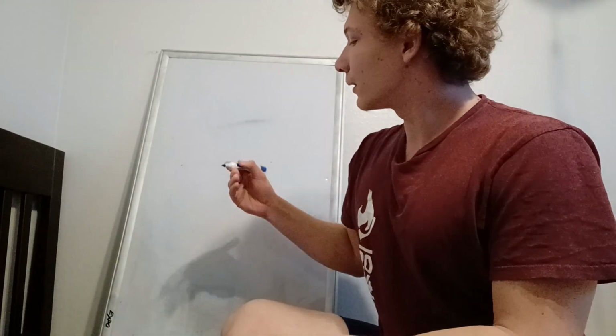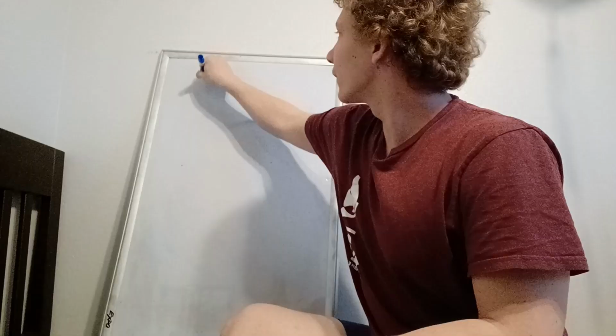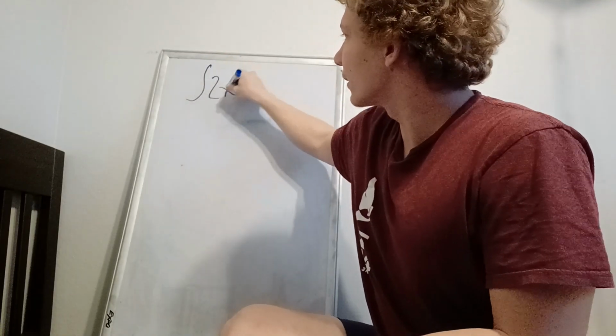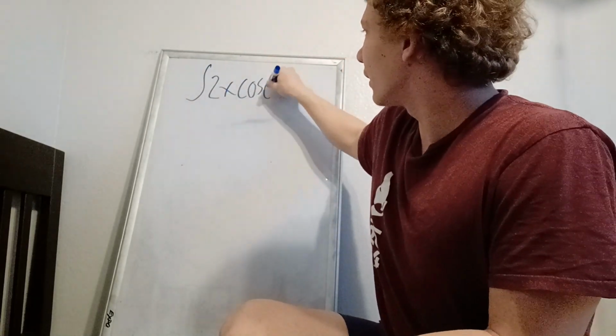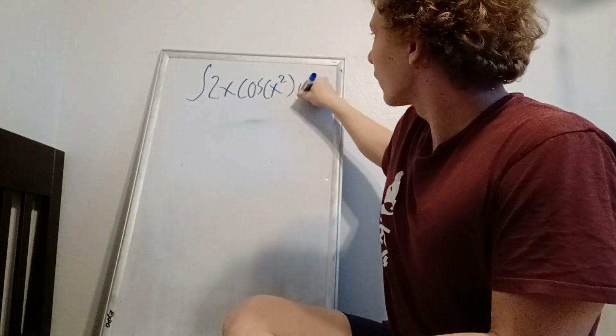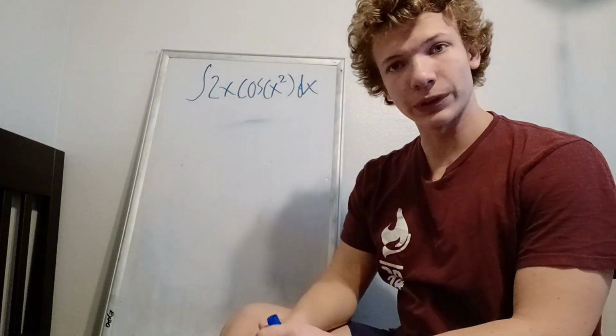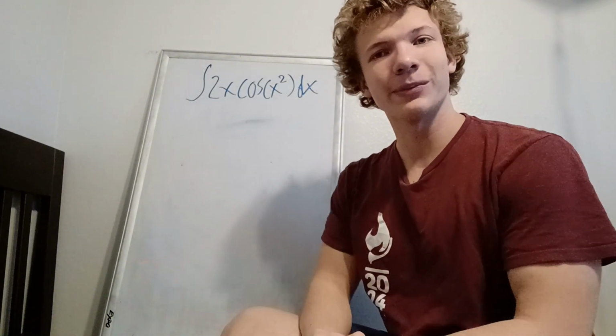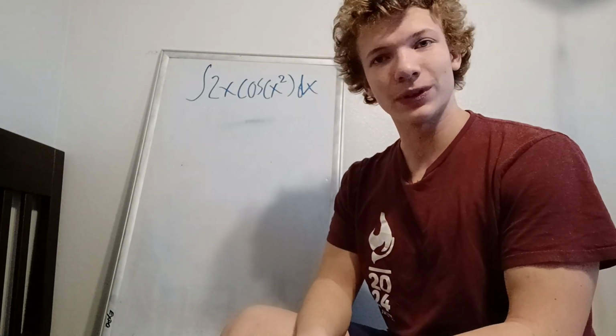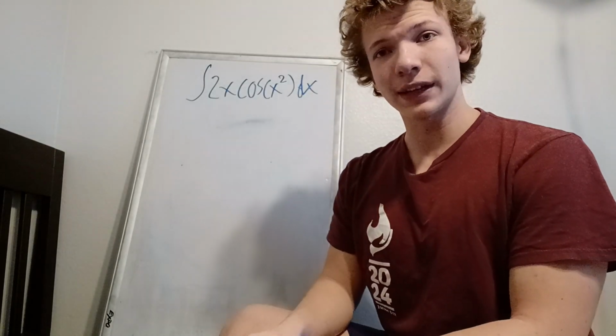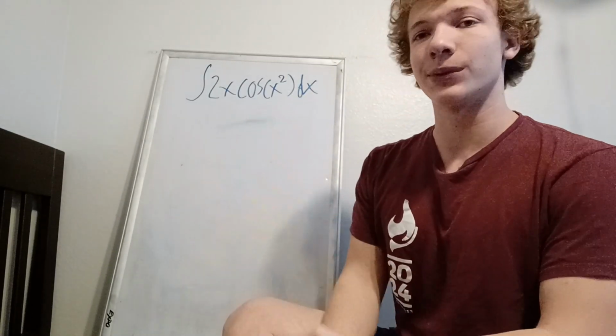The first integral on the list is going to be the indefinite integral of 2x times cosine of x squared. Now, if this integral were just cosine of x squared, we would not actually be able to find an elementary solution of it. However, because there's that 2x in front, we can perform a U-substitution.